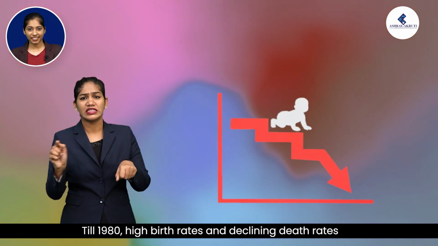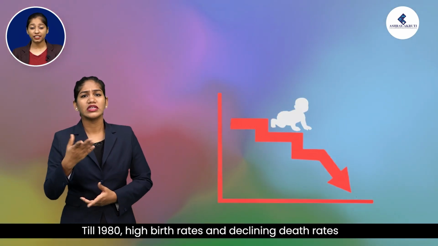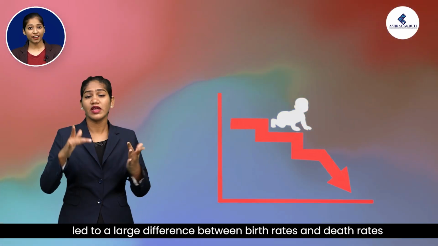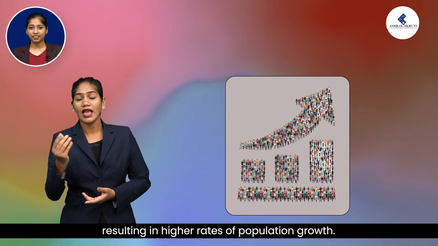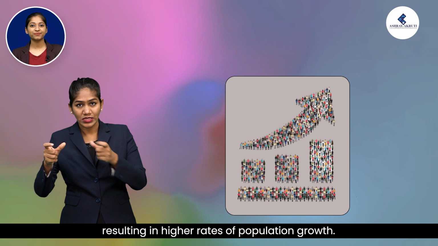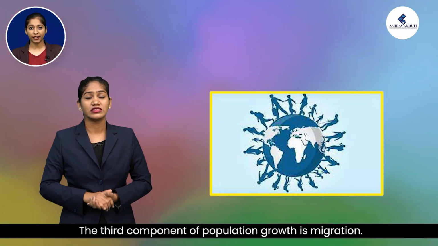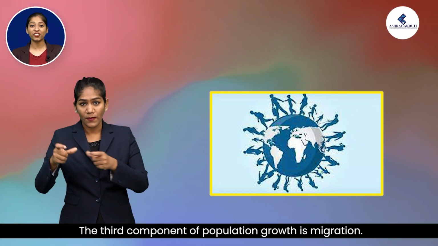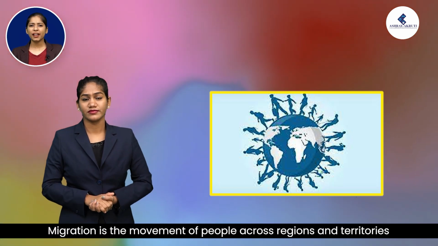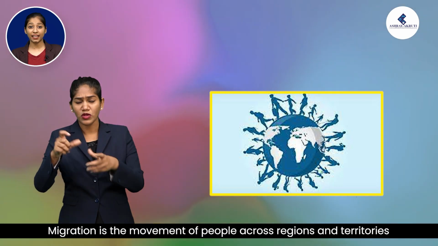Till 1980, high birth rates and declining death rates led to a large difference between birth rates and death rates, resulting in higher rates of population growth. The third component of population growth is migration. Migration is the movement of people across regions and territories.